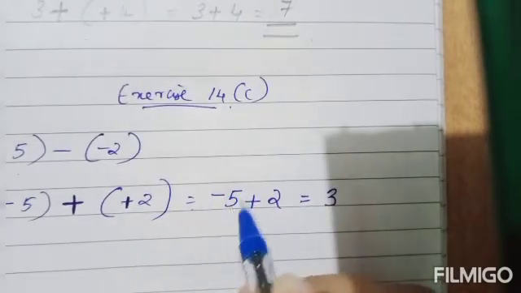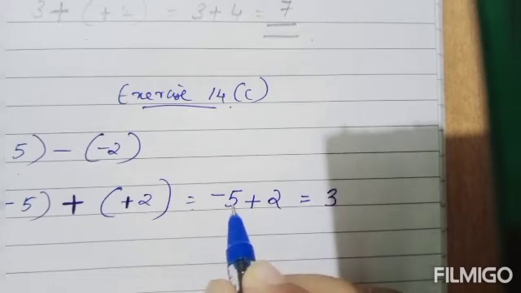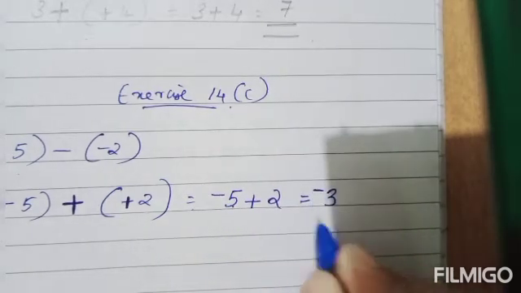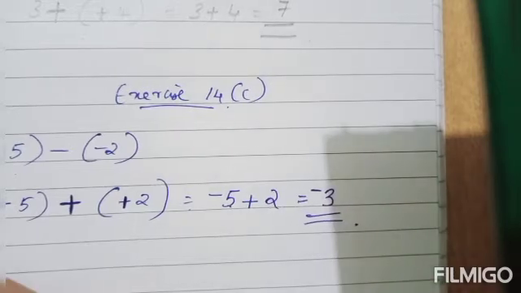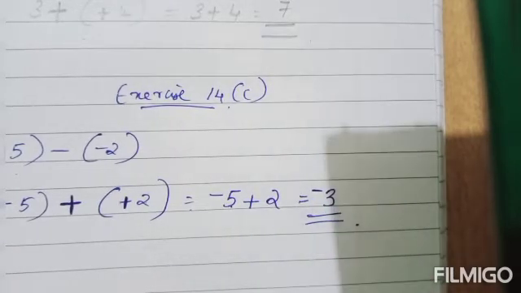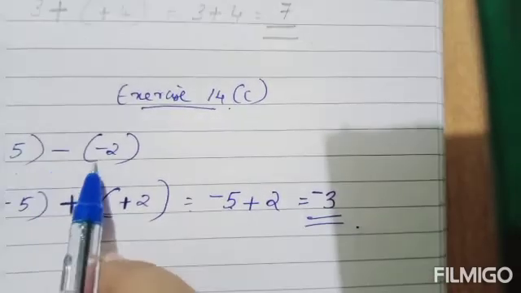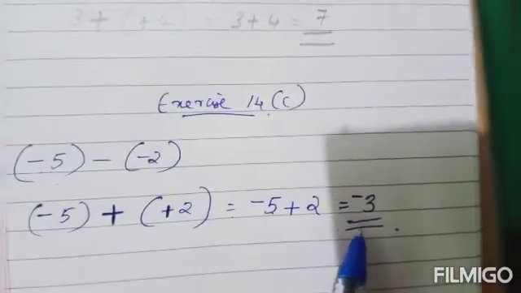Okay, put the sign of greater number. Here 5 is greater number, its sign is minus. So here in the answer also you can put minus sign. Minus 3 will be the answer. Minus 5 minus 2, it is minus 3.